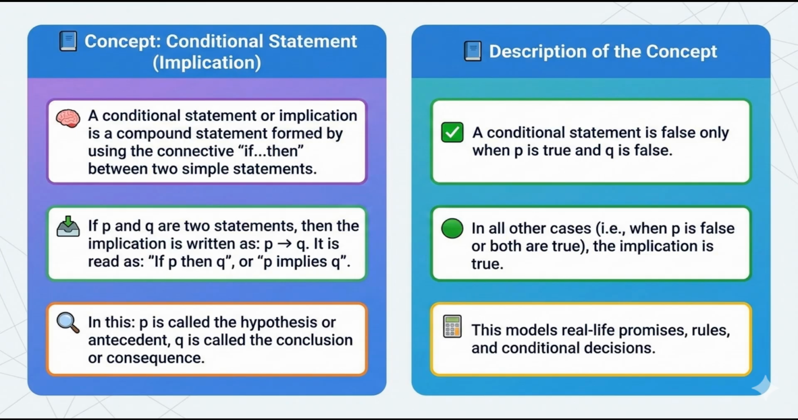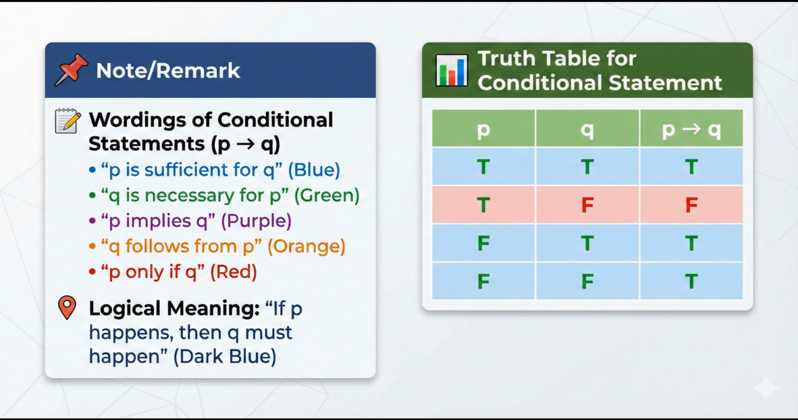Description of the concept. Now let us understand the most important rule. A conditional statement is false only when P is true and Q is false. That means a conditional statement becomes wrong in only one situation, when P is true but Q is false. In all other cases, when P is false, or when both P and Q are true, the conditional statement remains true. This logic is used in real life as well, in promises, in rules, in computer programs, and in conditional decision-making.